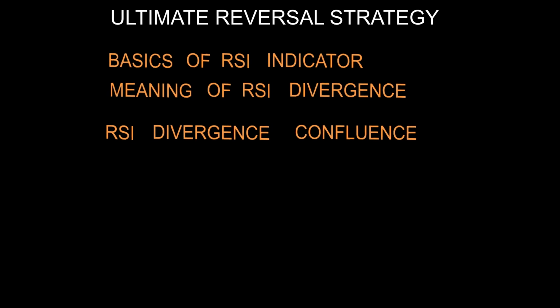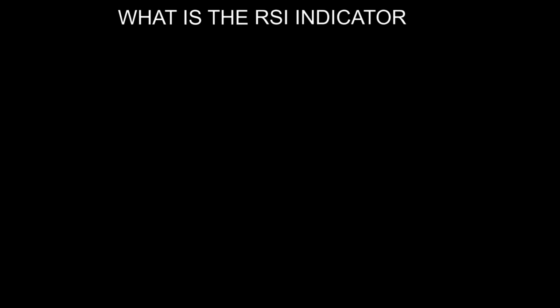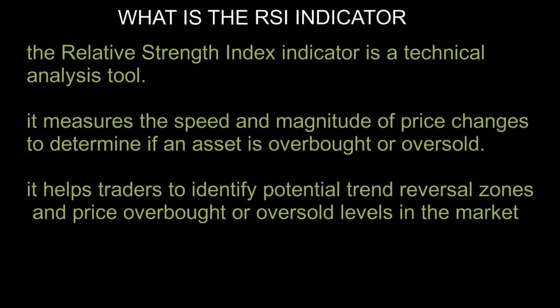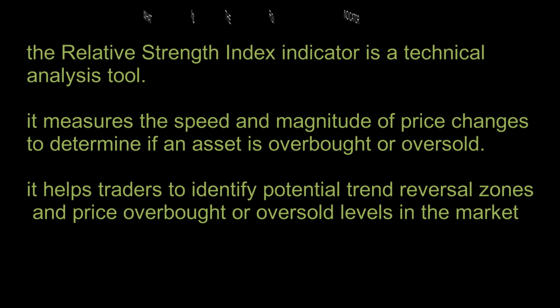Let's get into it. So, what is the RSI indicator? The Relative Strength Index indicator is a technical analysis tool. It measures the speed and magnitude of price changes to determine if an asset is overbought or oversold. It helps traders to identify potential trend reversal zones and price overbought or oversold levels in the market.